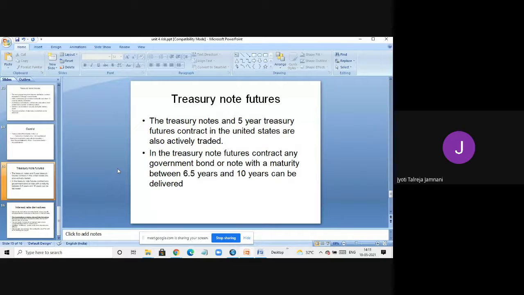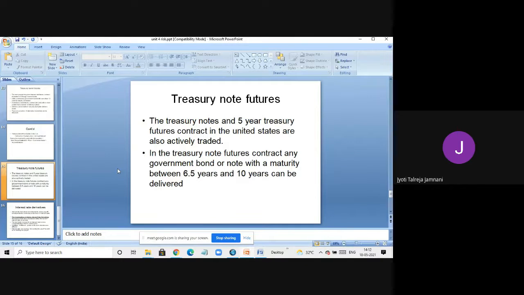The next is treasury note futures. Like the treasury bond futures, these are treasury notes, and these are basically traded in the United States. The treasury notes are 5-year treasury futures, whereas the treasury bonds have 15 years maturity. In the treasury note futures contract, any government bond or note with a maturity between 6.5 years to 10 years can be delivered. So if you see, the maximum period is 10 years, whereas in case of bonds, it was 15 years. That's the only difference between a note and a bond.